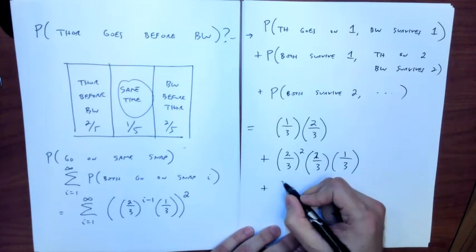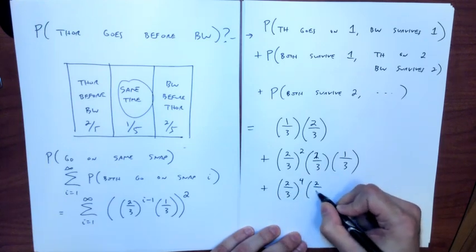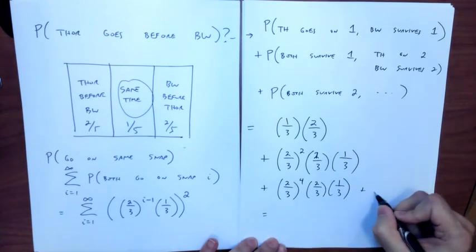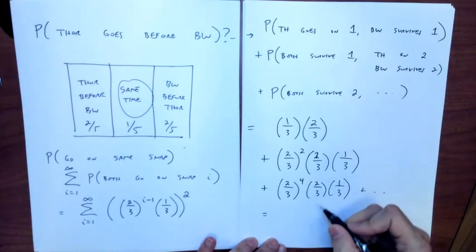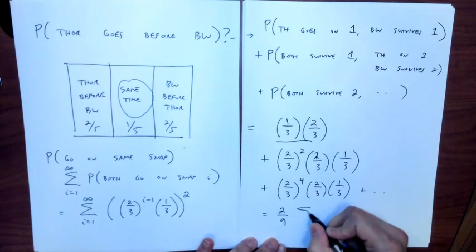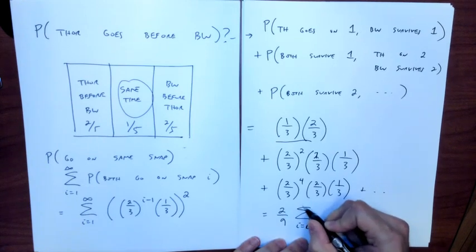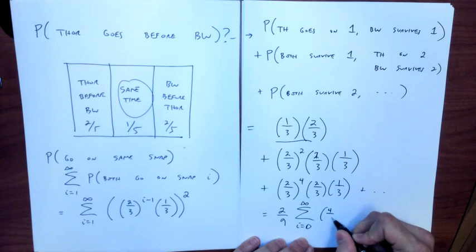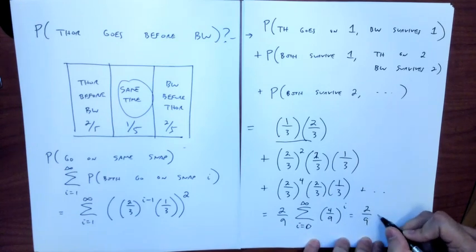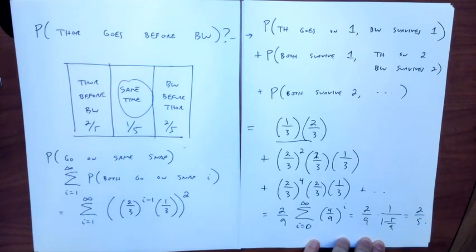So at every step, I have another (2/3) squared multiple. I've always got this common factor of 2/9, and then the sum from i equals 0 to infinity of (4/9)^i, which gives 2/9 times 1 over 1 minus 4/9, that is 2/9 times 9/5. This is the same 2/5 that we got before.